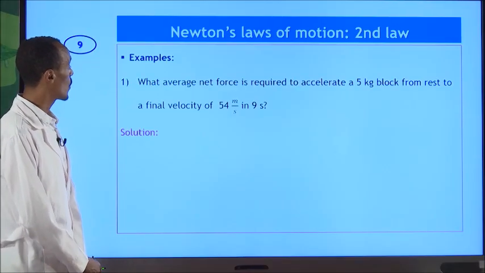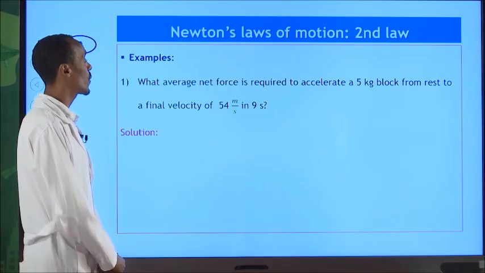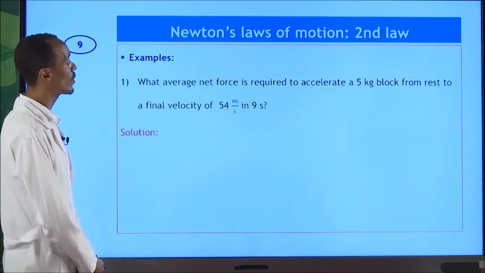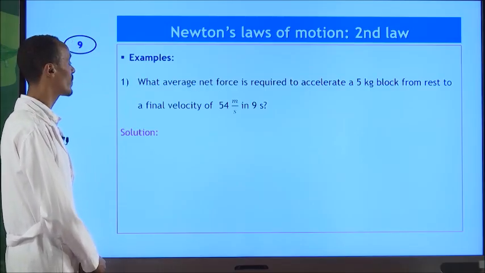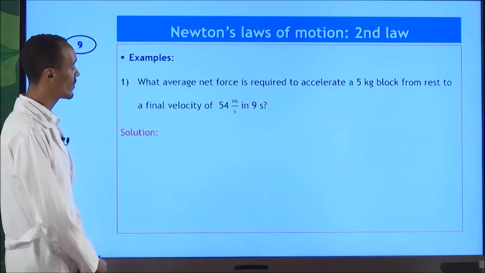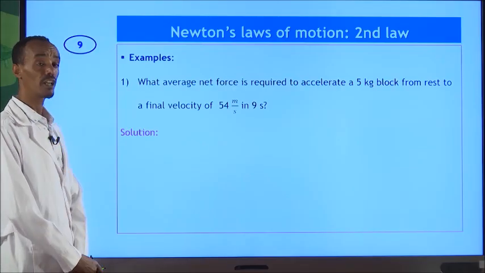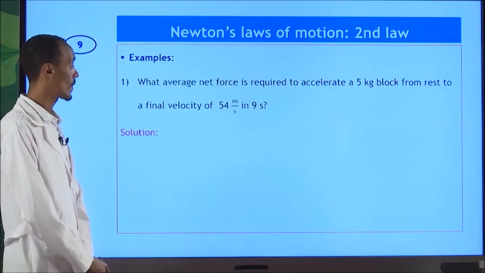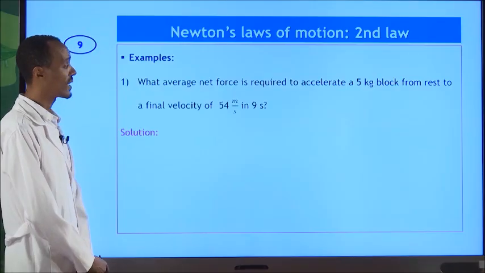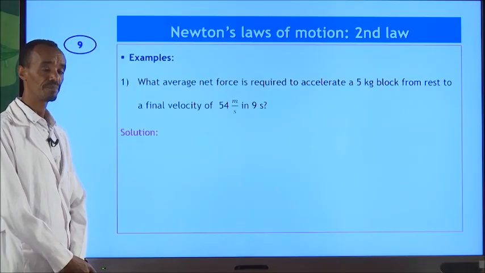It says: what average net force is required to accelerate a 5 kilogram block from rest to a final velocity of 54 meters per second in a time of 9 seconds? Okay, students, let you try this problem.